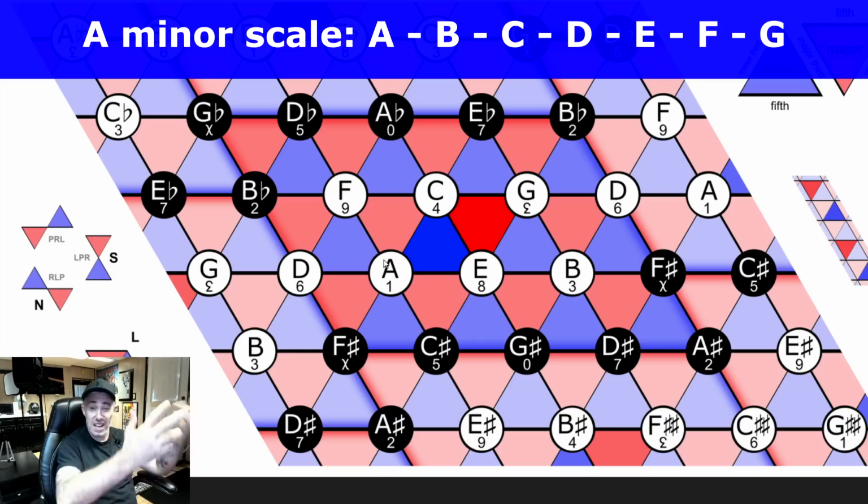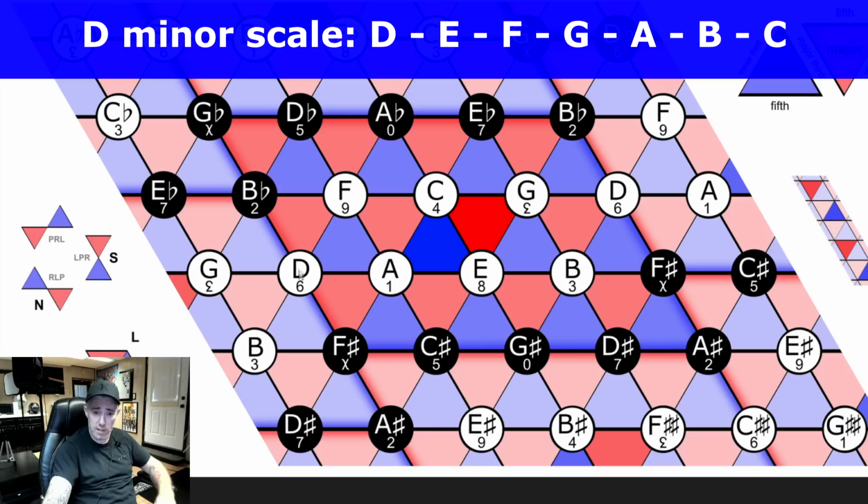What are the notes of the D natural minor scale? Do the same thing. There's the note D. So start there. Down, up, up. Those are your notes of the D natural minor scale. It's going to work for any starting point.